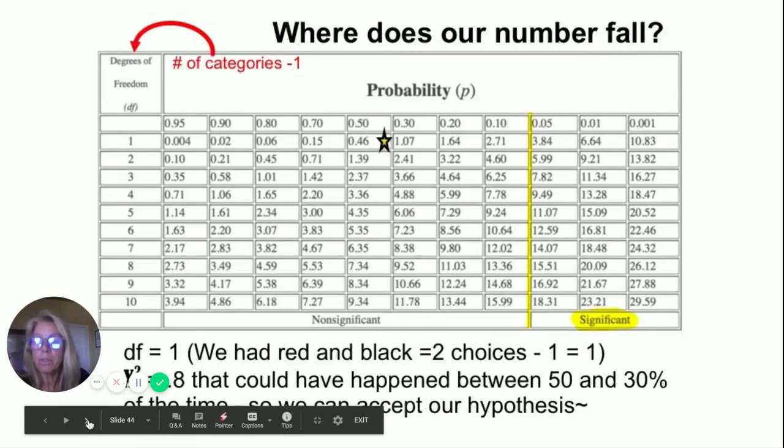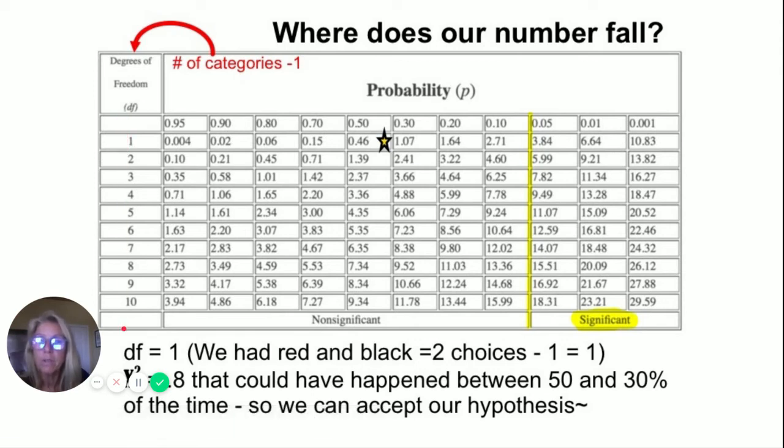Okay, let me show you. This is a bigger probability table showing you up to 10 degrees of freedom. It still is the same, right? With 1 degree of freedom, we would have fallen somewhere between 50 and 30%. So we are fine. As you can notice across here, the numbers are getting bigger and bigger and bigger.